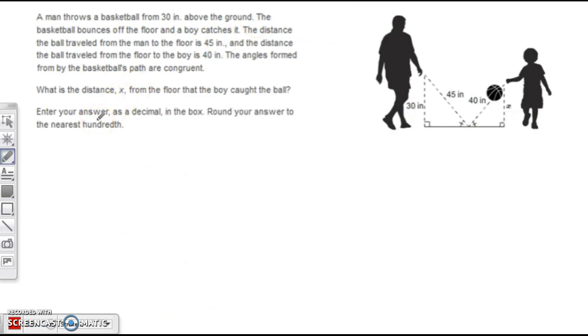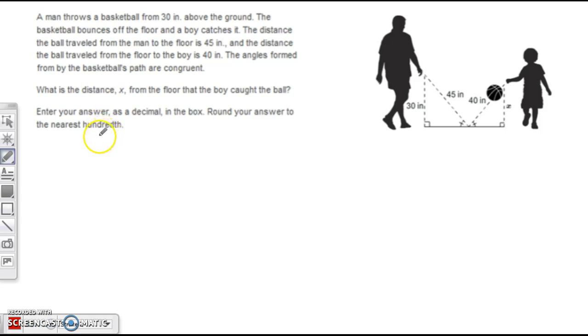All right, a man throws a basketball from 30 inches above the ground. The basketball bounces off the floor and the boy catches it. The distance the ball traveled from the man to the floor is 45 inches, and the distance the ball traveled from the floor to the boy is 40 inches. The angles formed from the basketball path are congruent. What is the distance x from the floor to the boy that caught the ball? Enter your answer as a decimal in the box and round your answer to the nearest 100th.